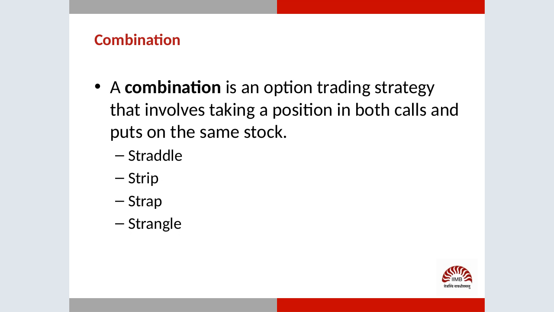Now, broadly, there are 4 structures that you can get, and then we'll highlight where you use each one of them. The first one is a straddle. What is a straddle? A straddle is buying a call and a put together at the same strike price.